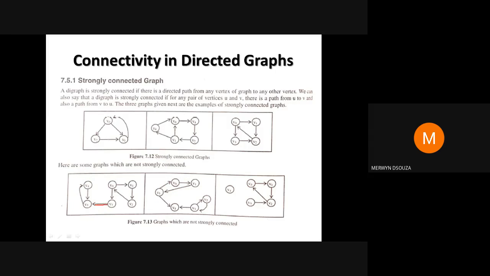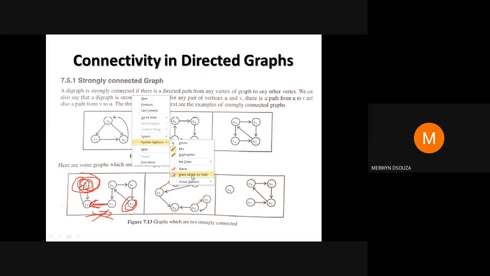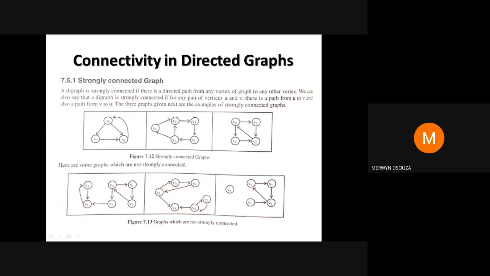You see this direction, it goes this way. Only a one-sided direction. There is no way that there is a path from here to here, because there is only one connection, and that connection is not allowing the path this way. This path is not there. So from here to any of these 4 vertices, there is no path. Like that you can find out the other reasons why it is not strongly connected.